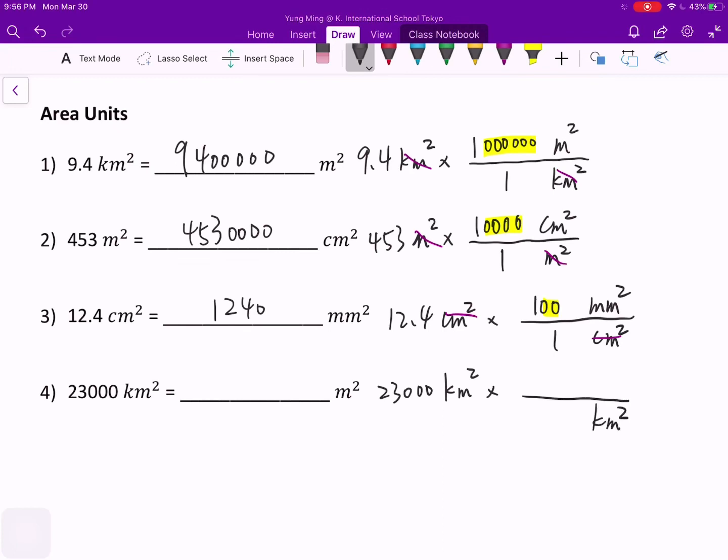Next one, we have 23000 km square. Km square, I want to go to meter square. 1 km square is, again, 1, 0, 0, 0, and I double that. Then I cancel the kilometer square. In this case, that basically means I need to write a lot of zeros.